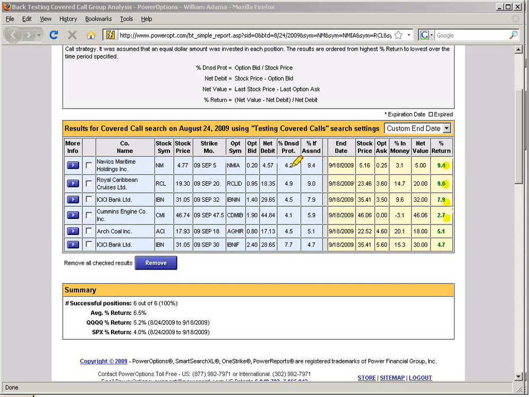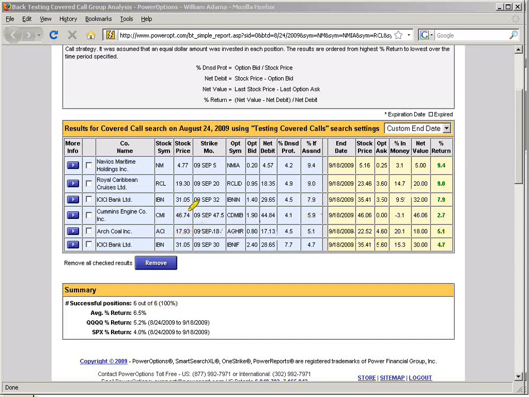Okay, when we looked at those positions, our maximum percent if assigned, if the stock remained above our strike price, there's 9.4%, 9% for Royal Caribbean, 7.9%, and so forth, and we hit 6 out of 6 positions almost. Now, why do I say almost? Well, down here in our summary, we see 6 out of 6 positions were profitable, but this one here, this Arch Coal, I'm sorry, not the Arch Coal, I apologize. Let me erase the drawings there.